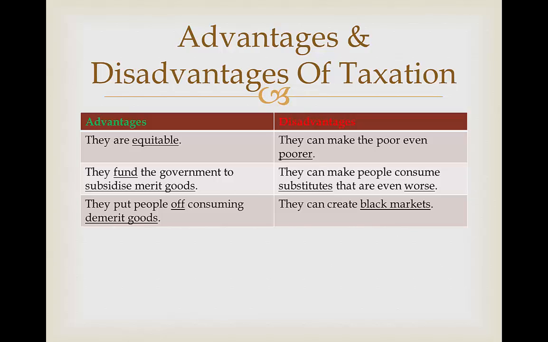However, a disadvantage is that they can make the poor even poorer, and also they can make people consume substitutes, which are even worse. Let's say, for example, we begin to tax cigarettes. As a result, people are going to have to find another way to use cigarettes, and they may perhaps turn to drugs. Drugs, however, produce even more socially undesirable outcomes and negative externalities on society, which wouldn't be good at all. They can also create black markets where these goods are sold without taxes, and these can produce negative externalities also.